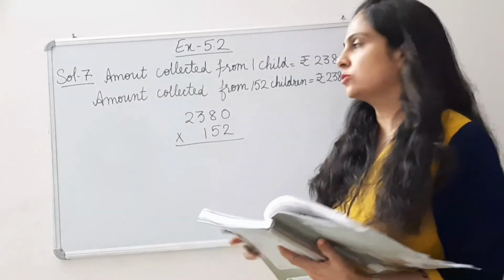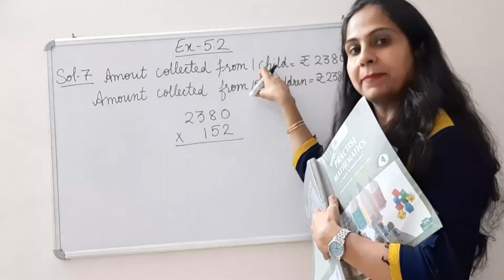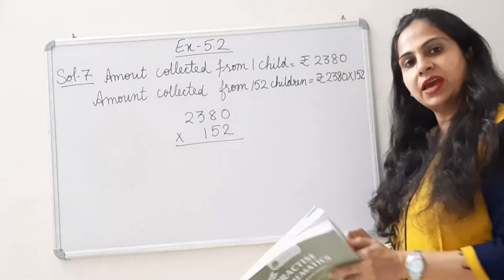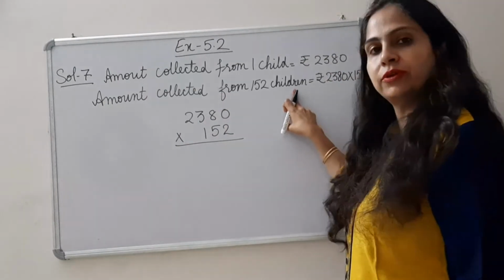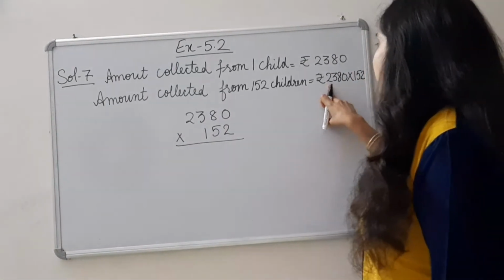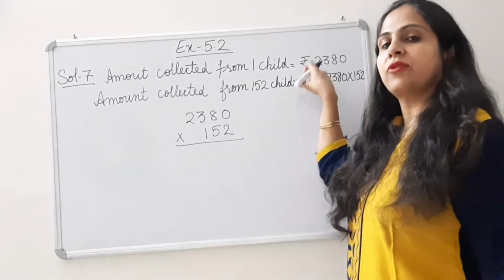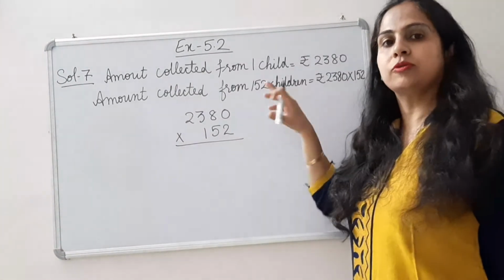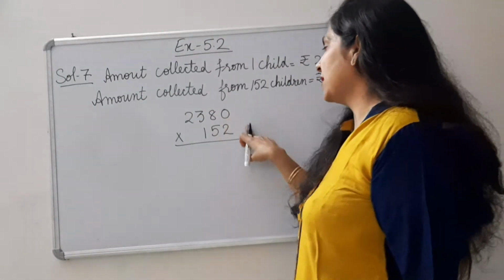So how will we do? See, again the amount collected from one child by the school is rupees 2,380, and we have to find the amount collected from 152 children by the school. So we have to multiply the amount collected from one child by 152, because total students are 152. Okay, now let's multiply.